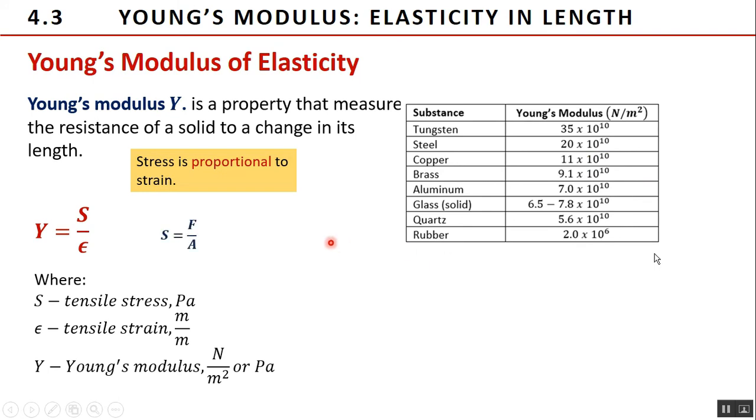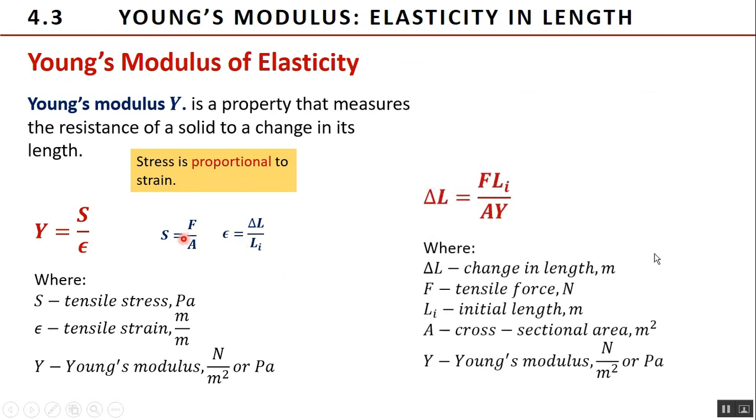If we apply the equations for stress, force over area, and strain, deformation delta L over the initial length, we can derive an equation that defines change in length, or deformation, as the force F multiplied by the initial length L sub I, divided by the product of its cross-sectional area and its Young's modulus.